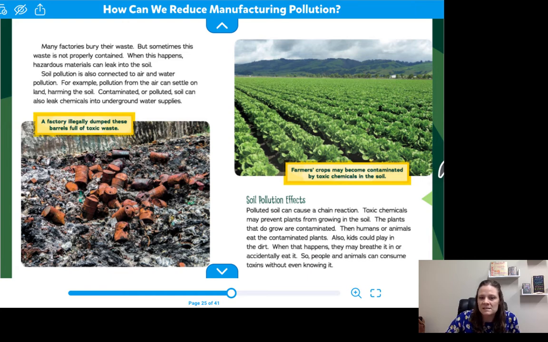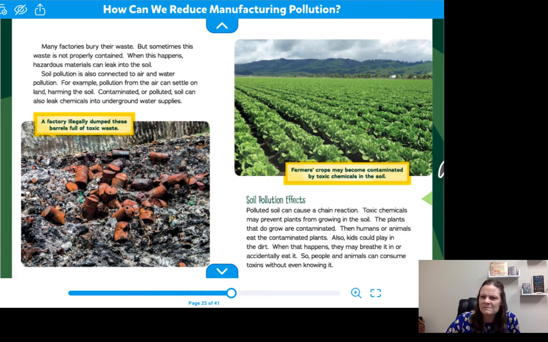Soil pollution effects. Polluted soil can cause a chain reaction. Toxic chemicals may prevent plants from growing in the soil. The plants that do grow are contaminated. Then humans or animals eat the contaminated plants. Also, kids could play in the dirt. When that happens, they may breathe it in or accidentally eat it. So people and animals can consume toxins without even knowing it.